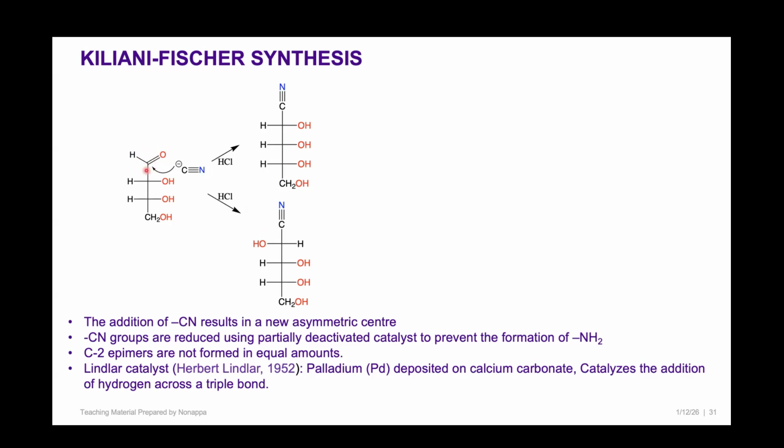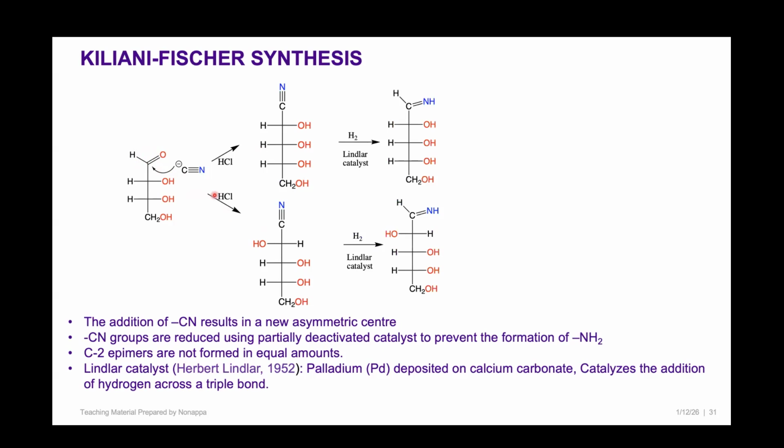Once you add, then you can slightly reduce using a Lindlar catalyst. Lindlar catalyst is nothing but a special palladium-based catalyst which is deposited on calcium carbonate. It catalyzes the addition of hydrogen across this triple bond. And then you can do an acid treatment. You cleave this imine bond. This will give you an aldehyde. Because we carry out this reaction through nucleophilic addition, you will end up with two different types of isomers.